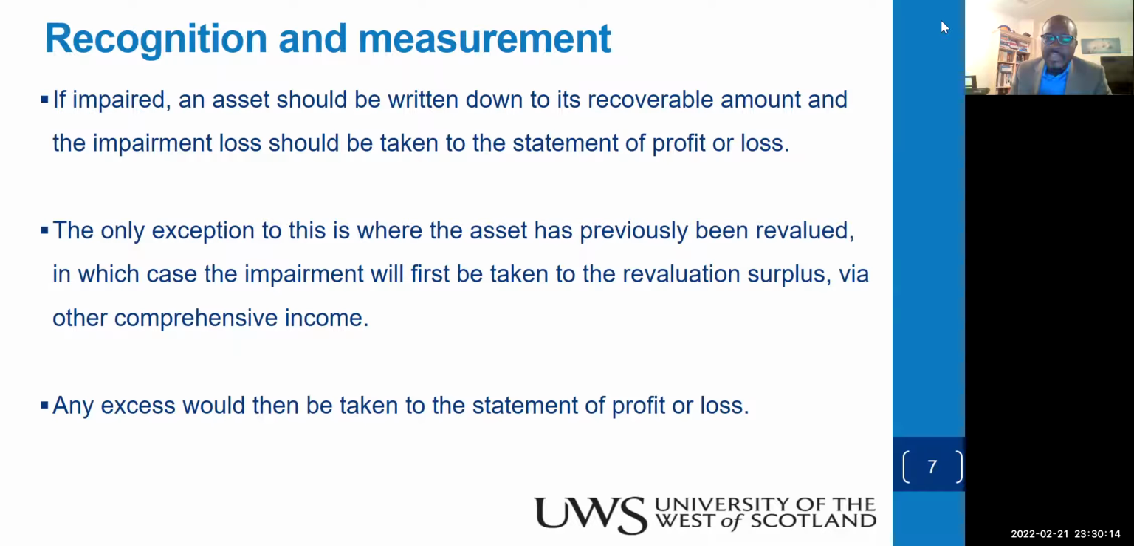Now, if there is any impairment loss, we charge the impairment loss to what? To the revaluation surplus. Assuming that is the situation, we have had a revaluation surplus in the past. Any loss we get today, later on after we have checked the use of the asset and it's impaired, charge it to the revaluation surplus. And if there is any excess, you charge it to the profit and loss. That's it.